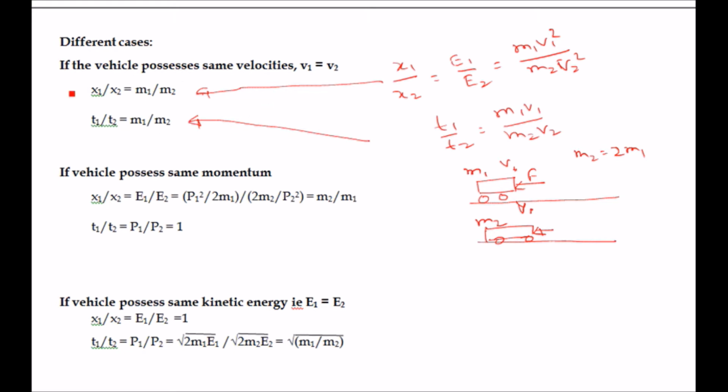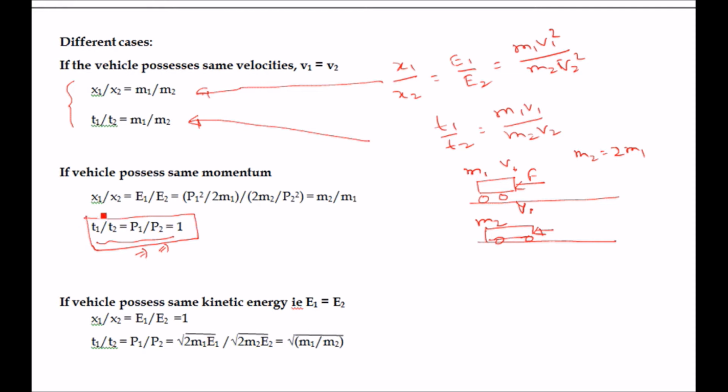So it is written here that x1 by x2 and t1 by t2 is equal to m1 by m2 if the vehicles have the same velocity. Now if the vehicles have the same momentum, then the time will be the same, as the stopping time is directly proportional to momentum. So t1 by t2 is equal to p1 by p2 and it is equal to 1. So in case of same momentum, the stopping time will be same, however the stopping distance will not be same.